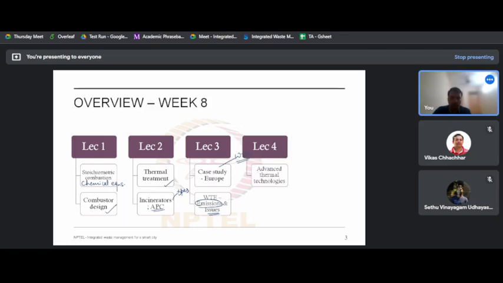Followed by this was lecture 4. It was about the advanced thermal technologies. This includes technologies such as pyrolysis, gasification, and plasma. What are the air requirements, and what are the heat values of the waste that should be ideal for this kind of treatment?